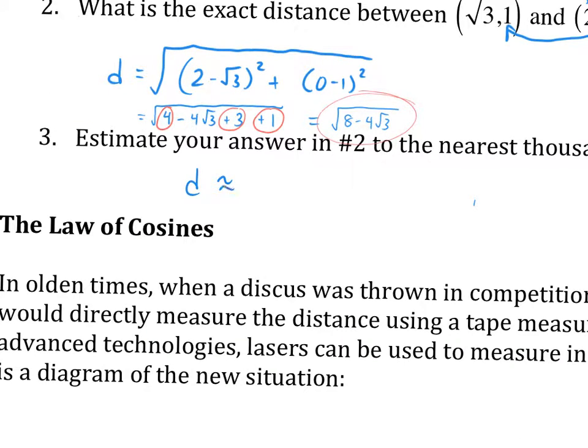So when we plug it into our calculator, we get approximately 1.035. That's my thousandths. We don't have any units, so we just leave it as such.